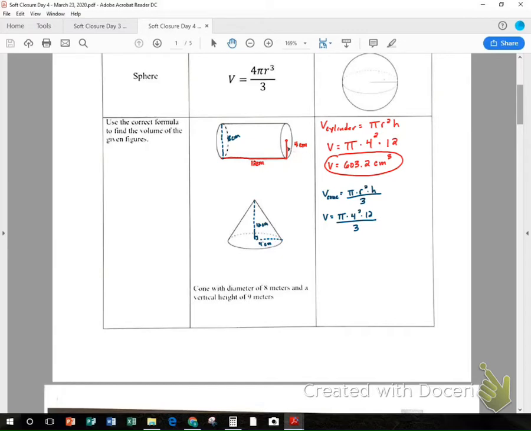201.06. So if we round to the nearest tenth, that's 201.1. So the volume of this equals 201.1 centimeters cubed. Boom. Easy. I mean, that's easy. Right? I hope you think that's easy.